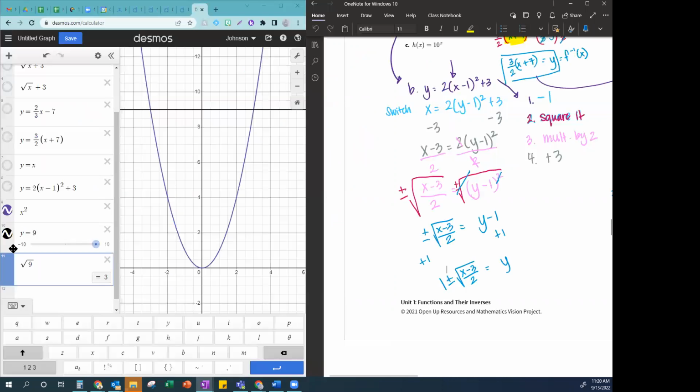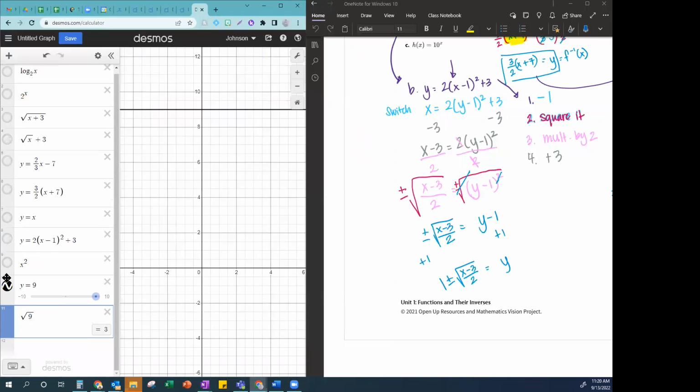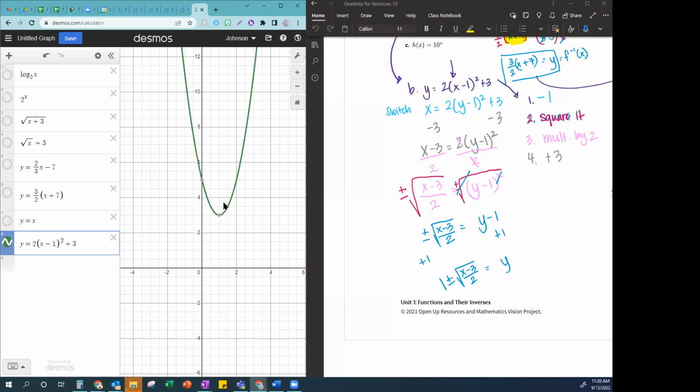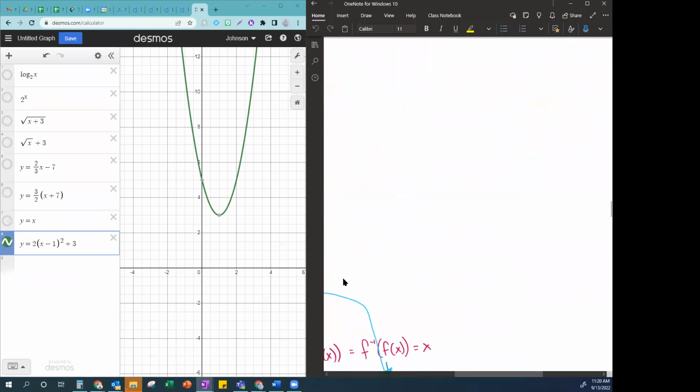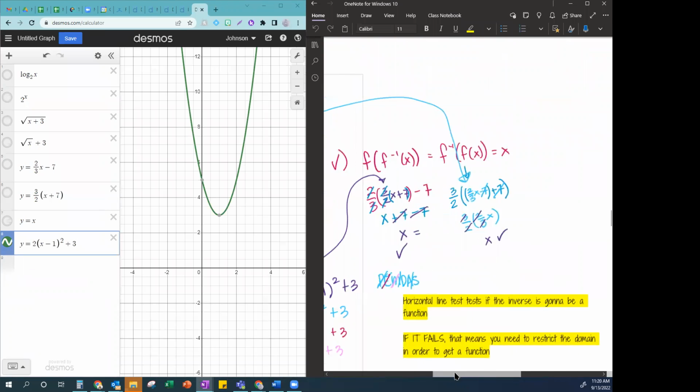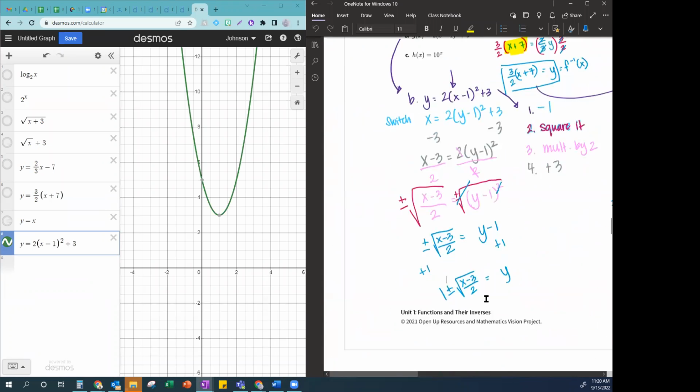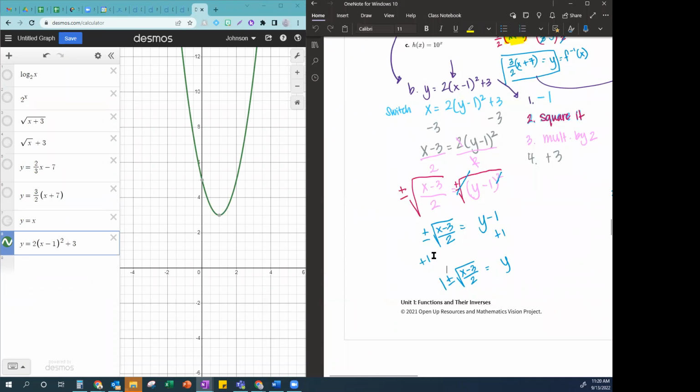Miss Johnson, can you check that for us? Can you show us how you would check this? Yes, I would check this using a graph. I would also check it algebraically like I did over here, but because I'm trying to save time so I can get to more of your questions, I'll have you do that.